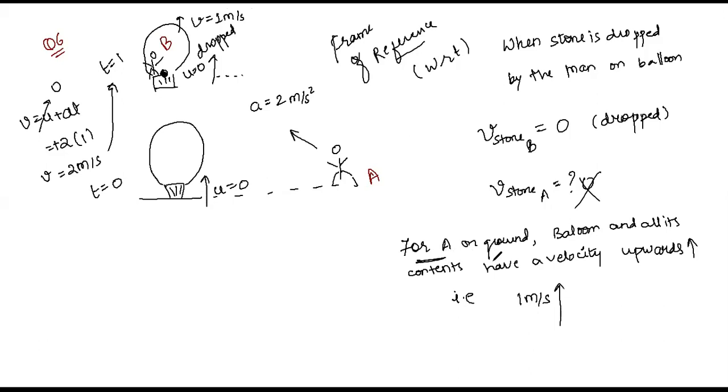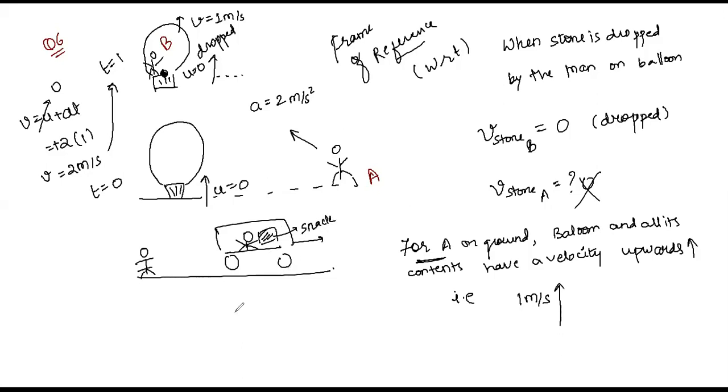Although the stone is at rest with respect to the man holding it, the stone is still moving for the man who is on the ground. I will give you an example. So suppose you are on a train, okay, right? Now you have suppose a packet of snack along with you, right? You are showing it to your friend who is standing here on the road, right? Or maybe it's a vehicle. So this vehicle is moving ahead.